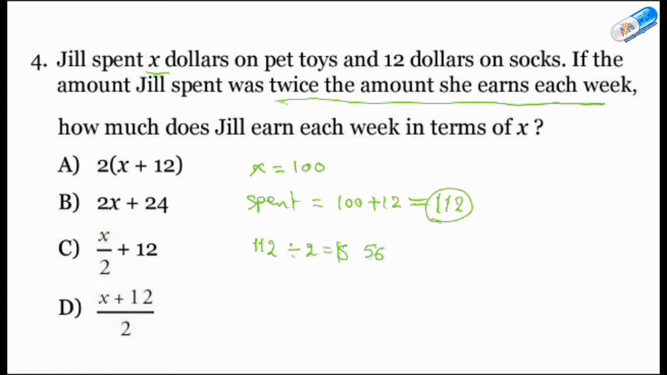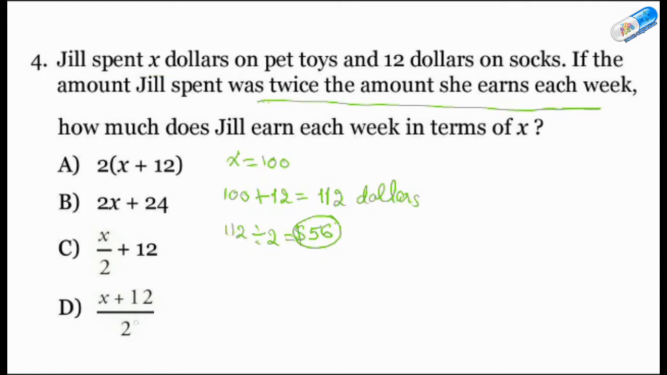she earns each week. So this $56, I will circle it, and then I will plug 100 into the answers to see which one yields 56. So in answer A, 2 times X plus 12, which is 100 plus 12, 2 times 112 equals 224. That is not equal to 56, so I will not take answer A. Answer B says 2 times X plus 24, which is 2 times 100, that is 200, plus 24 equals 224, is also not equal to 56.